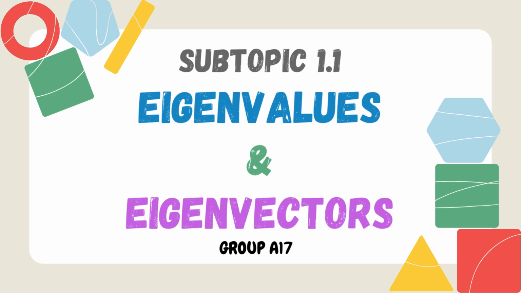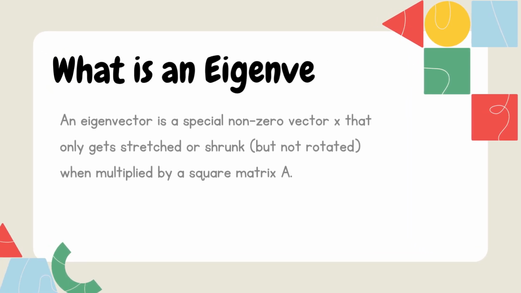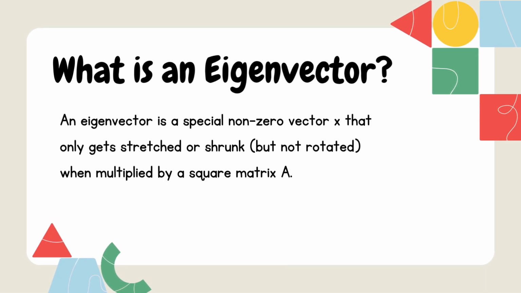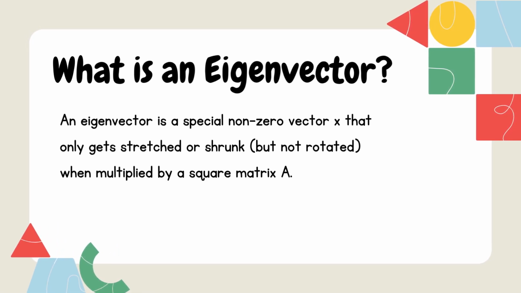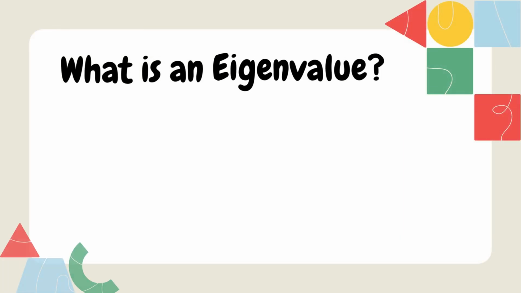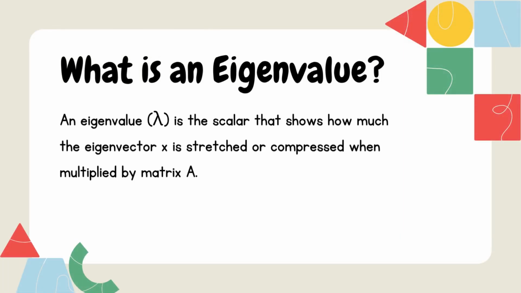Will present Subtopic 1.1, which is Eigenvalues and Eigenvector. What is an eigenvector? An eigenvector is a special non-zero vector x that only gets stretched or shrunk but not rotated when multiplied by a square matrix A. What is an eigenvalue? An eigenvalue is the scalar that shows how much the eigenvector x is stretched or compressed when multiplied by matrix A.